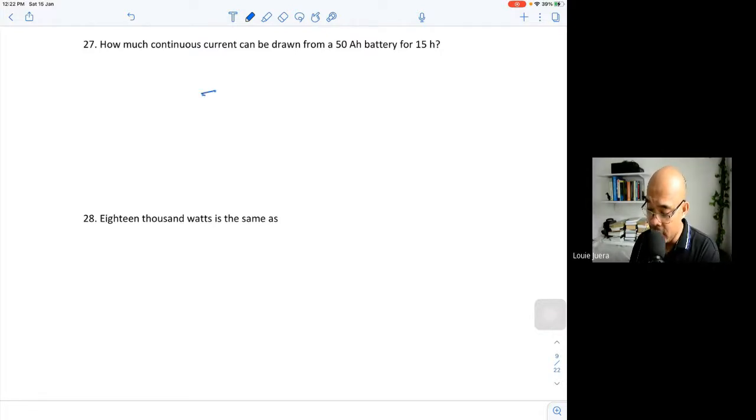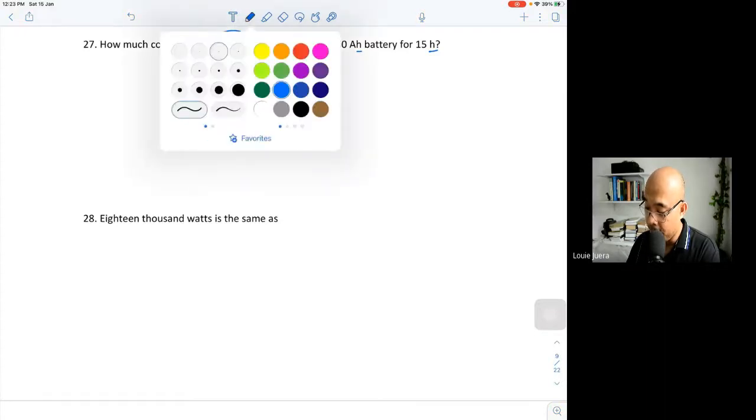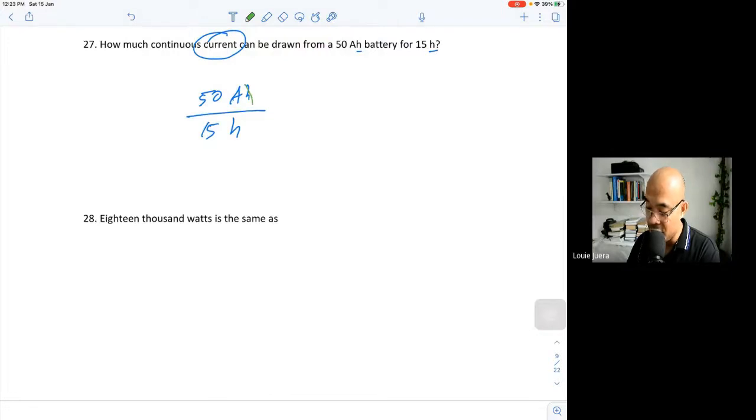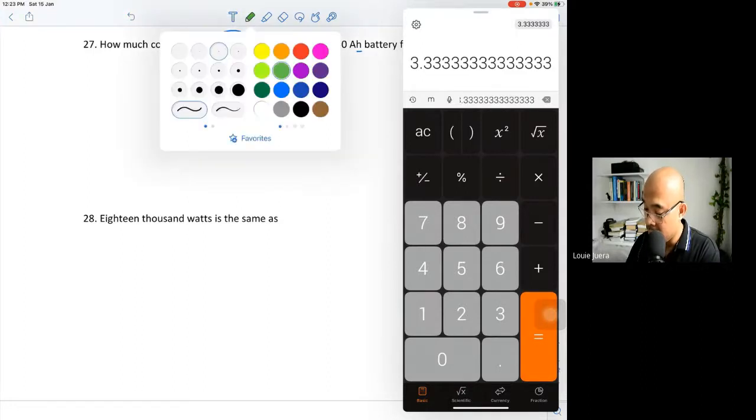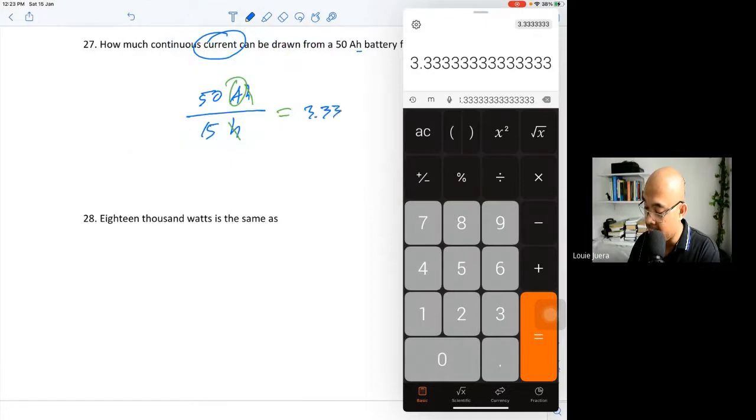So you have 50 ampere hour. We have the hour here, and we have to eliminate this hour because we want to solve for the current. To do that, we just have to divide this by 15 hours. So the hours in the numerator will be canceled out by the hours in the denominator. Basically, we are going to have the ampere in this particular case. So we just have to divide 50 by 15. That is equal to 3.33 amperes. So this should be the answer.